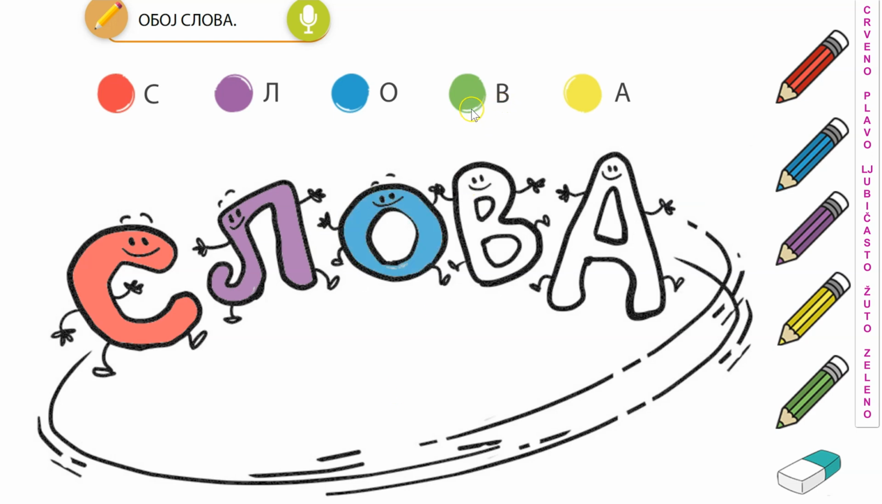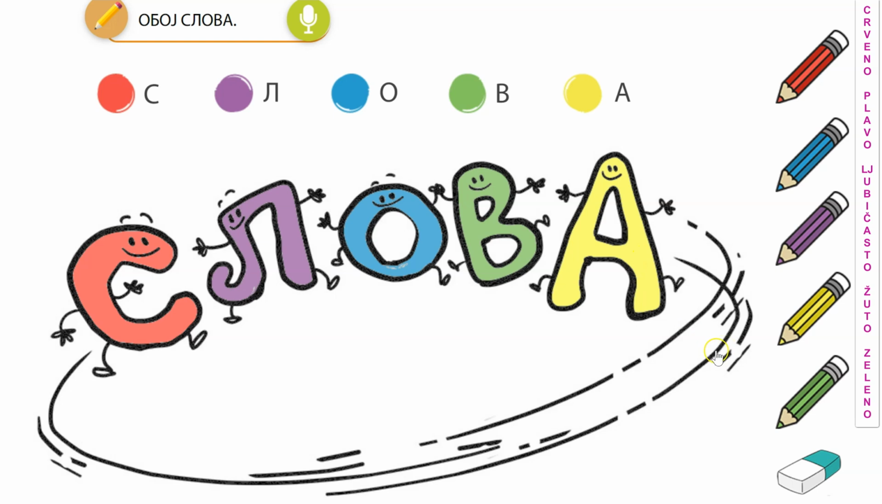Slovo V je zeleno. Zeleno. Oboj V u zeleno. Klik. Super. Slovo A je žuto. Ž, U, T, O. Žuto. Oboj A u žuto. Evo, super.